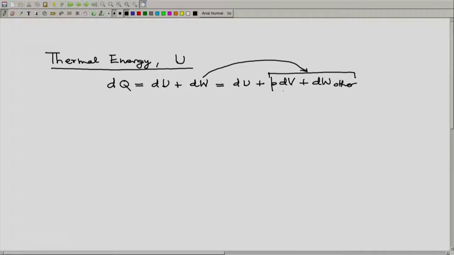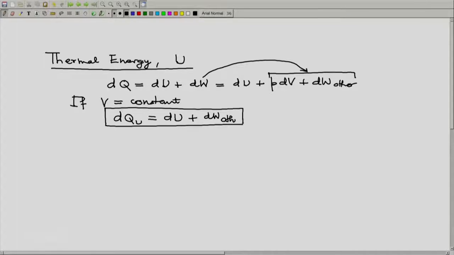Now, what does it mean? The one simple conclusion we can come to is the following, that if V is constant, that means a constant volume process, then we will have dQ at constant volume equal to dU plus dW other. Nothing really great. Now let us look at enthalpy.